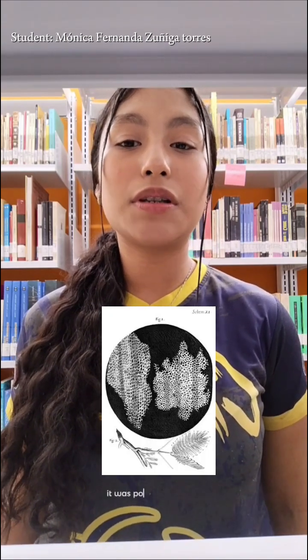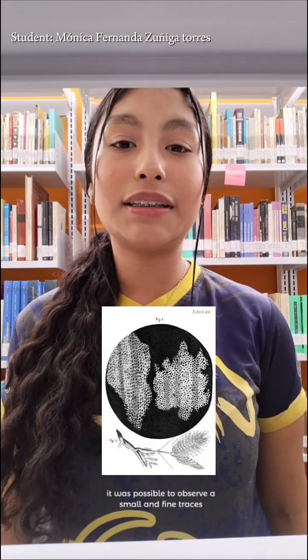I'm going to talk about the history of the microscope and cell theory. In the 1st century AD, Seneca discovered that by using a transparent spherical container filled with water, it was possible to observe small and fine traces of large size with complete clarity.